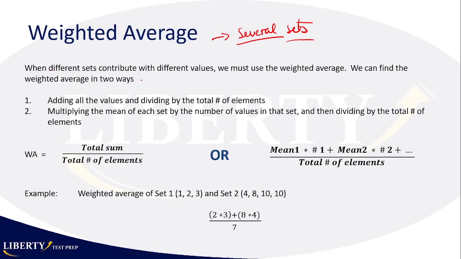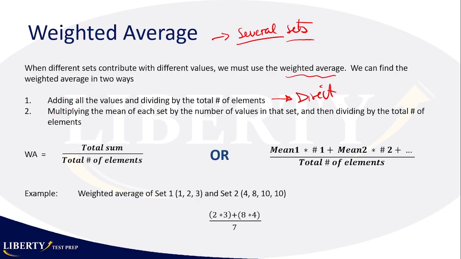When different sets contribute with different values, we must use the weighted average. We can find the weighted average in 2 ways. Number 1, adding all the values and dividing by the total number of elements. So basically, this is the usual way to do it. It takes longer.